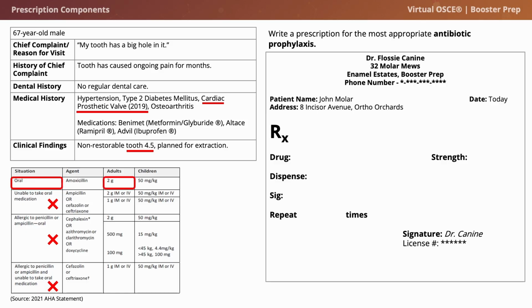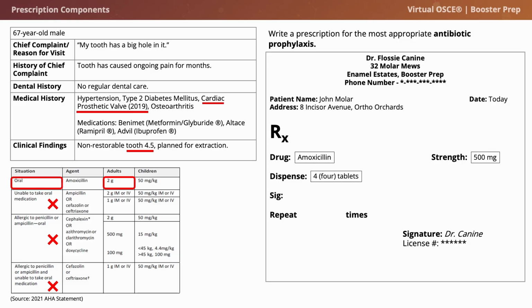And so we're going to start filling out our prescription. And so the next step is what drug we're specifying. And so this is going to be amoxicillin. And amoxicillin comes in 500 milligram tablets by default. And so we're going to want to specify that. Dispense. So because we want 2 grams, we're going to say on the prescription we want to dispense 4 tablets because 4 times 500 equals 2 grams.